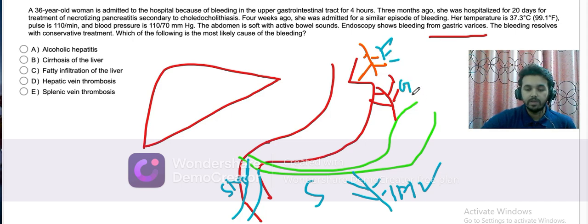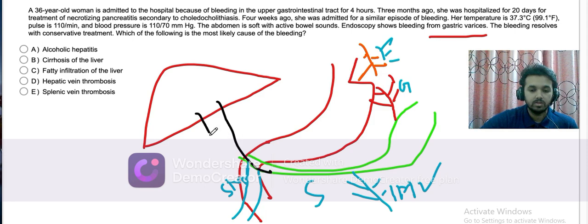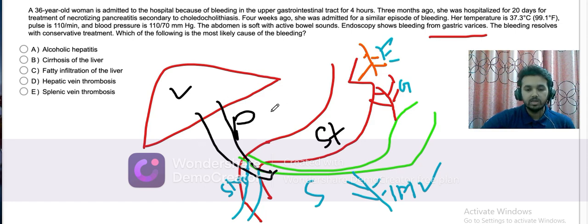So the gastric vein drains into the splenic vein, and the inferior mesenteric vein also drains into the splenic vein. Then this splenic vein and the superior mesenteric vein form the portal vein. This is the portal vein. This is the liver. This is the stomach. So the portal vein is ultimately formed by the superior mesenteric vein and the splenic vein.